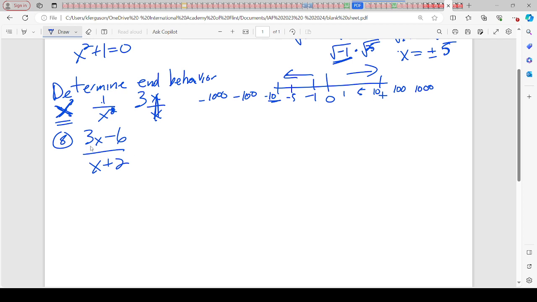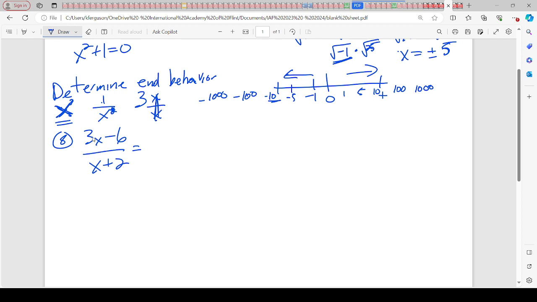So the way I do that is I look at my function and I focus on only the variables that have the highest exponent for the numerator and for the denominator. Well, this one's easy. There's only 3x and x. And I'm going to say this again. The numbers 6 and plus 2, I forget about them when I'm determining end behavior because in the big scheme of things, this -6 is not going to have any effect on what my numerator is.